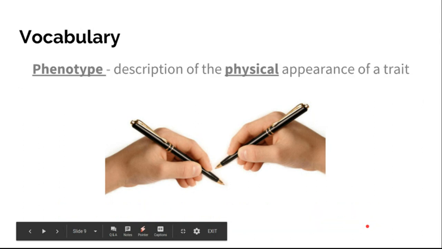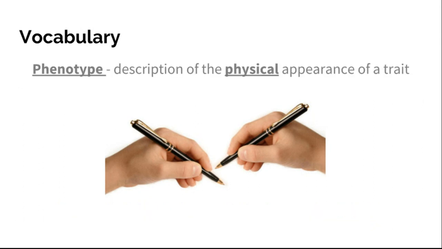Now, on the flip side, there's the phenotype. The phenotype is actually what we see. So it's the physical appearance of the trait, so being either right-handed or left-handed.